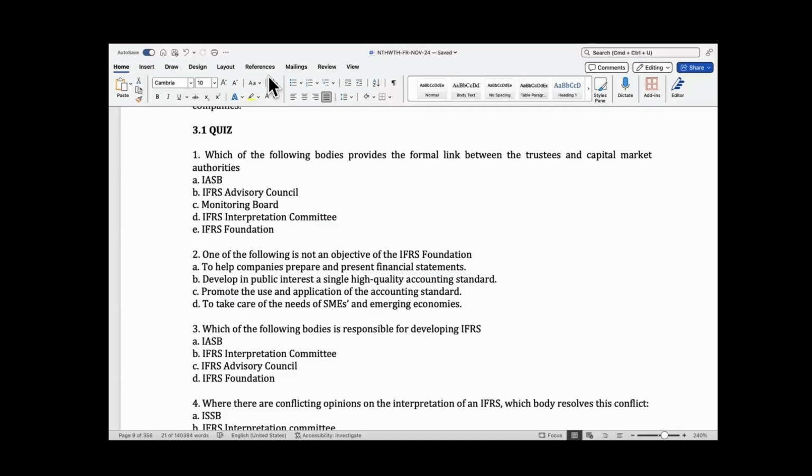The second one is: one of the following is not an objective of the IFRS Foundation. A, to help companies prepare and present financial statements. B, develop in the public interest a single high quality accounting standard. C, promote the use and application of accounting standards. D, to take care of the needs of SMEs and emerging economies.